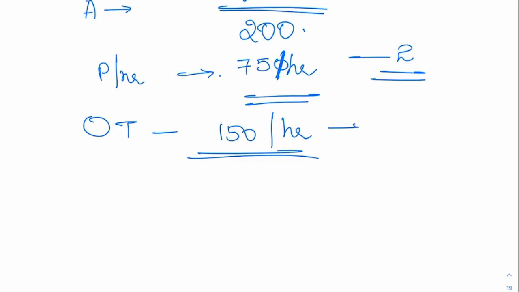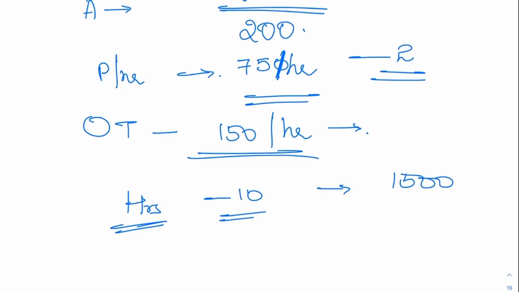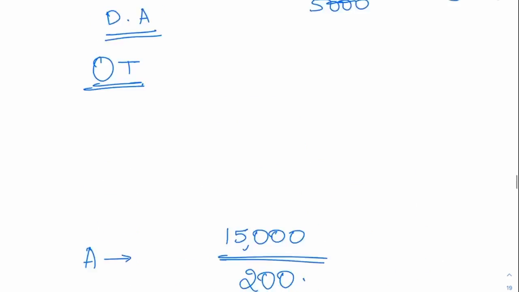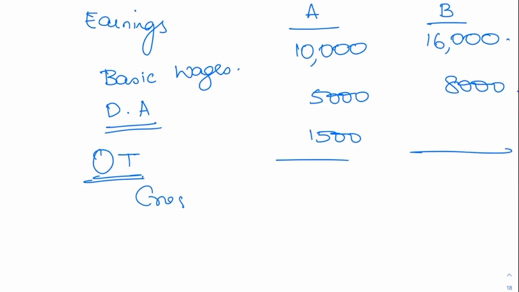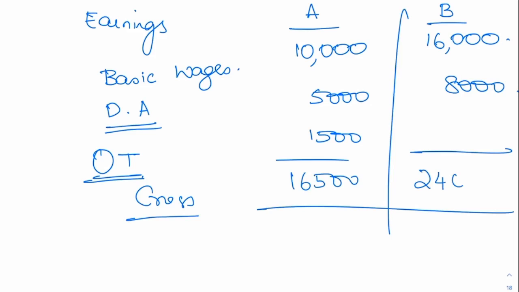Now this 150 per hour, for how many hours will he get? So that means, can I say the overtime will be 1500? Done. So I'll add 1500. So this is the gross earning, that is 16,500 and 24,000.